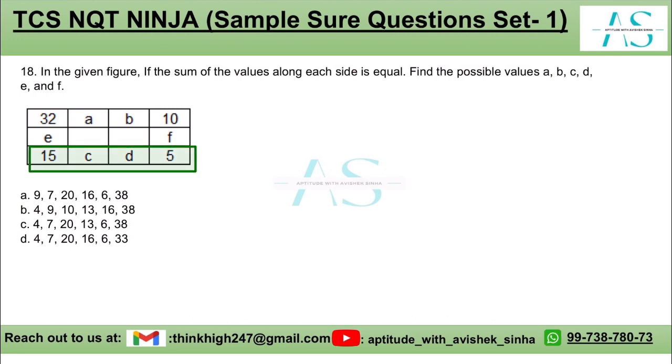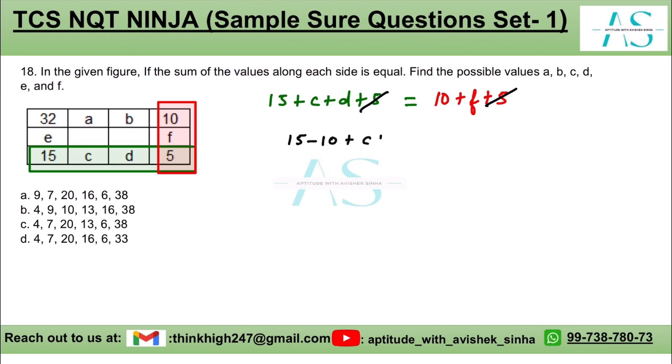That is, what is the sum of these values? 15 plus C plus D plus 5. This must be equal to 10 plus F plus 5. So this 5 and this 5 are cancelled. What do we have? 15 minus 10 plus C plus D is equal to F. Or we can say we have an equation as C plus D plus 5 is equal to the value of F.